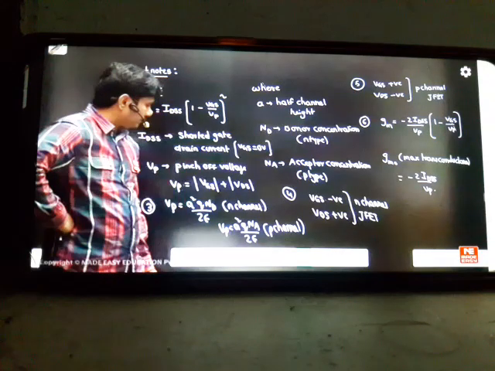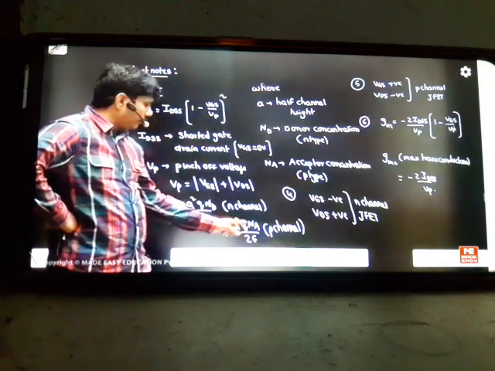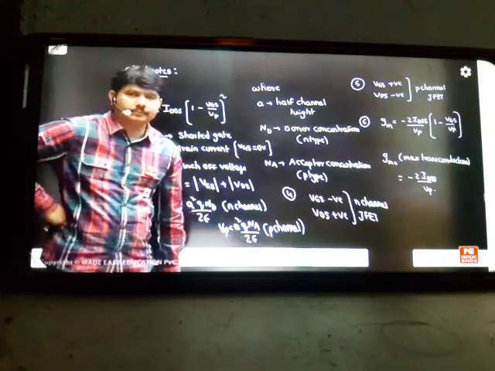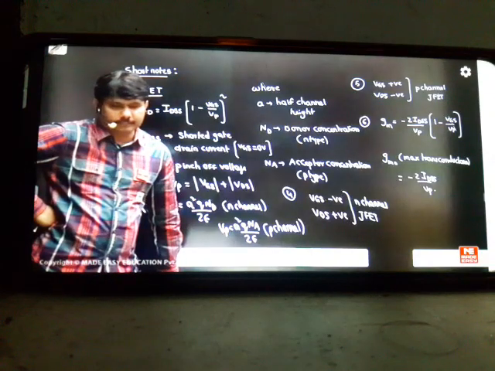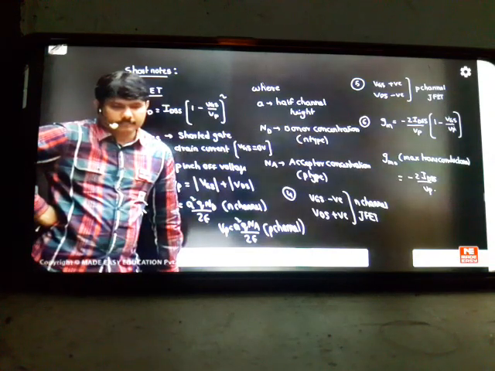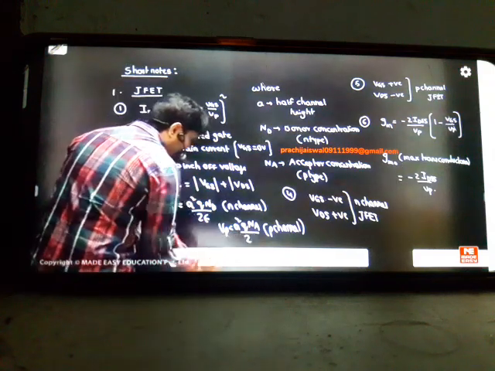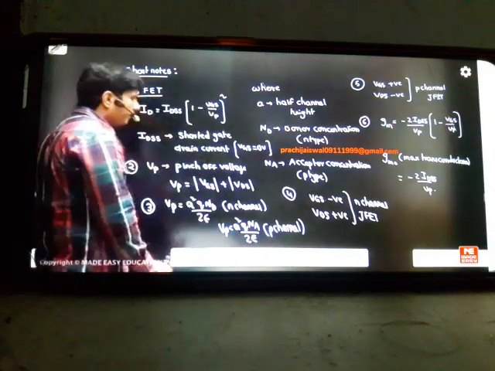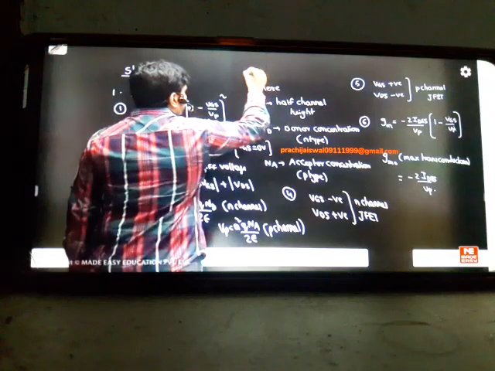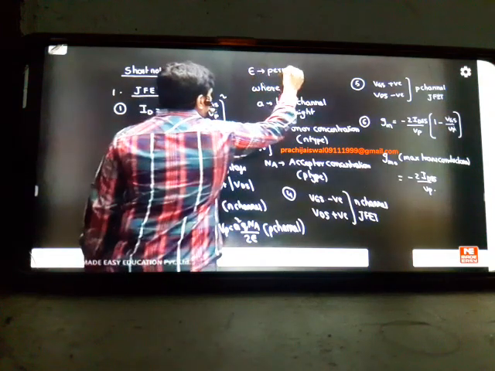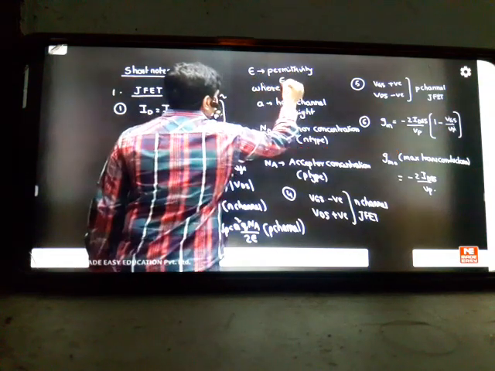In pinch of voltage we have A square Q into NA by 2 epsilon. We don't have any eta here. This is not eta, my friend. This is epsilon, permittivity we call this. I'll write here: epsilon is nothing but permittivity, which is equal to epsilon naught into epsilon r.